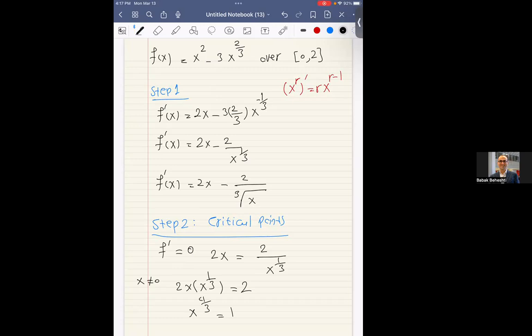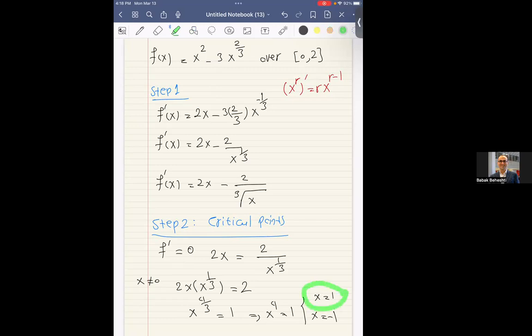So for what values of x is x to the power 4/3 equal to 1? That means basically x to the power 4 is 1, because the third root of 1 is just 1. So x to the power 4 is 1. That means x is what? Either 1 or -1. But -1 is not in this interval, because -1 is not between 0 and 2. So we only accept 1, which is in this interval from 0 to 2.